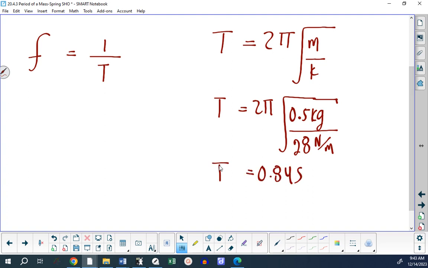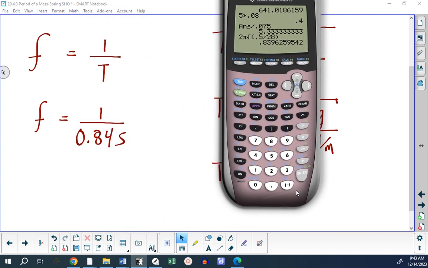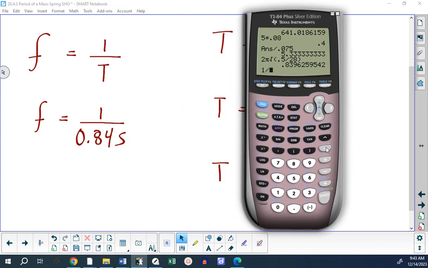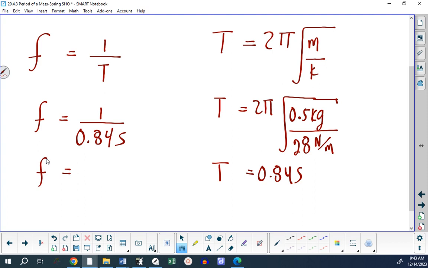And that means that the frequency will be equal to the reciprocal of that. I'm going to write 0.84, but of course, I'm going to use all of my decimals. 1 divided by the answer gives me about 1.2. Not 1.2 seconds, 1.2 hertz. About 1.2 back and forths, oscillations, cycles, whatever you want to call it, per second.